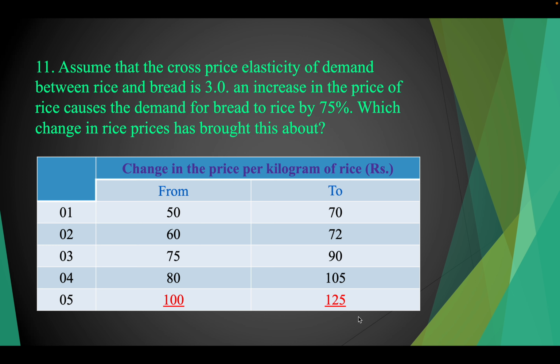2022 A-level 11th question. Assume that the cross price elasticity of demand between rice and bread is 3.0. An increase in the price of rice causes the demand for bread to rise by 75%. Which change in rice prices has brought this about?